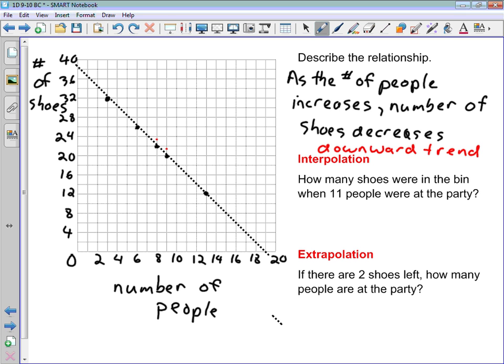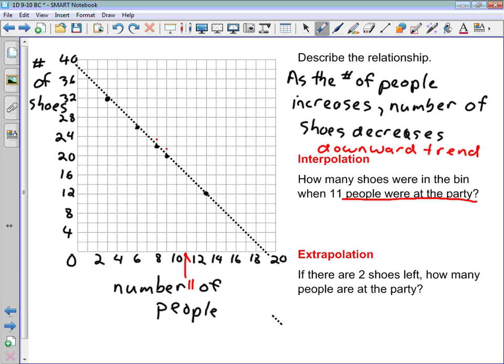Now, how can we use this line here? Well, we can use it to do one of 2 things, what is called interpolation or extrapolation. Okay? Here's the kind of question that involves interpolation. How many shoes were in the bin when 11 people were at the party? So we answer this question by they're giving us people at the party. So we go to the number of people axis and we find 11. 11 people at the party.